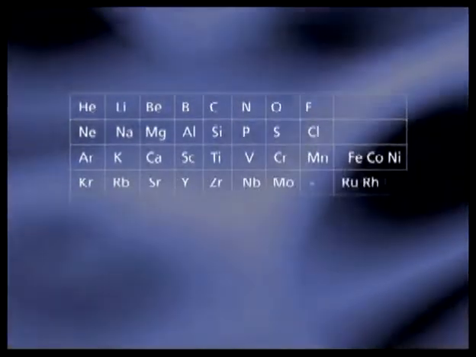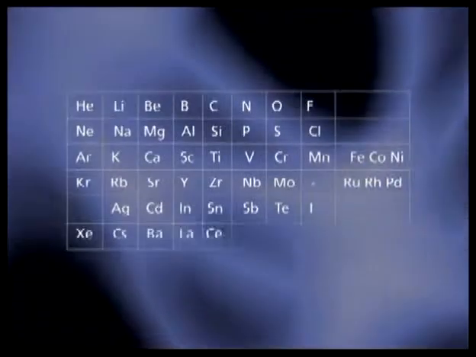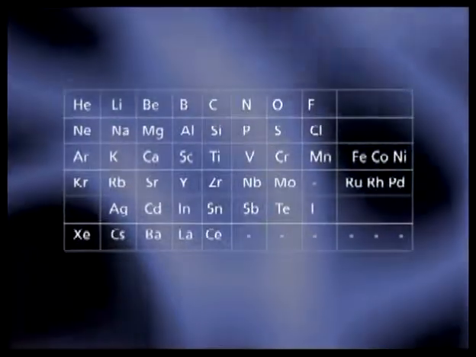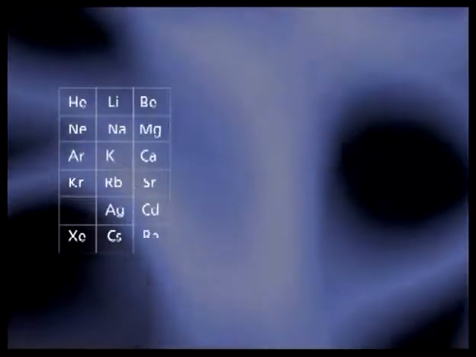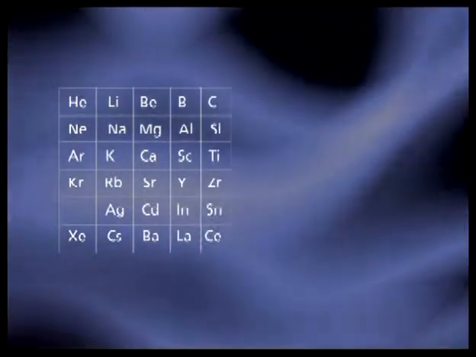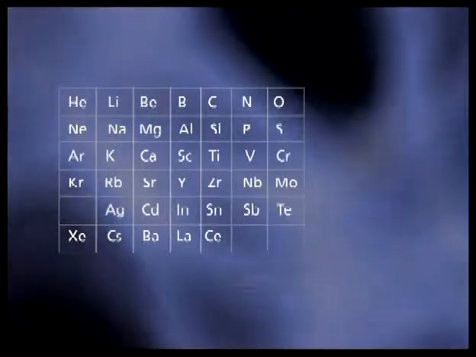Mendeleev ordered the table into horizontal rows or periods in accordance with the atomic mass of each element. In doing this, Mendeleev noticed that elements with similar properties fell into the same vertical columns. These he labeled groups.